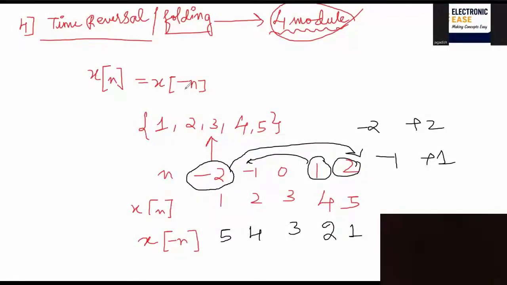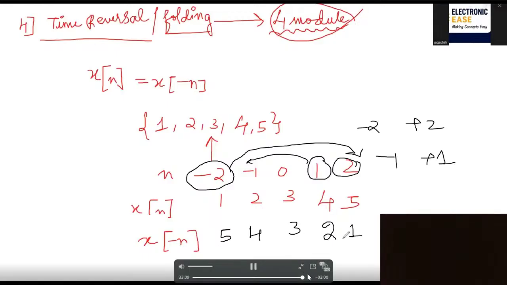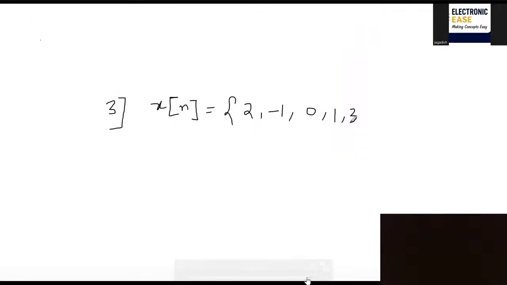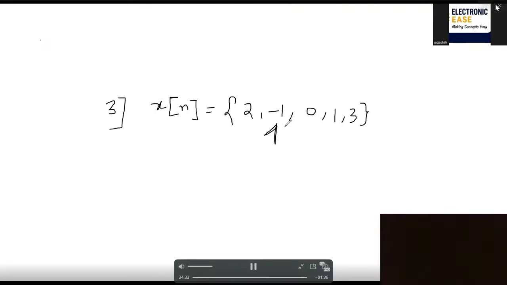Ramya, understood? Purvika, Vaishnavi? Yes, sir. Vaishnavi? Hello? Yes, sir. Understood. Okay. So this will become the negative value of n.